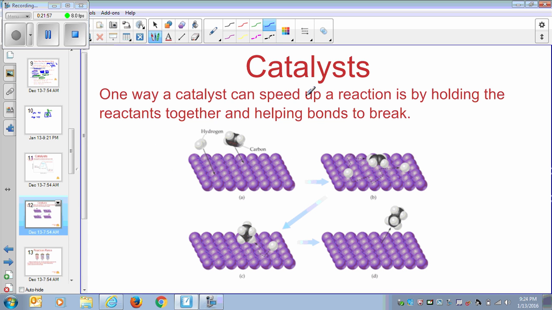One way a catalyst can speed up the reaction is by holding the reactants together and helping bonds to break. So this is what it does. It does not take part in the chemical reaction. It doesn't become part of the reactants or the products. It only facilitates it. It only makes it happen faster.